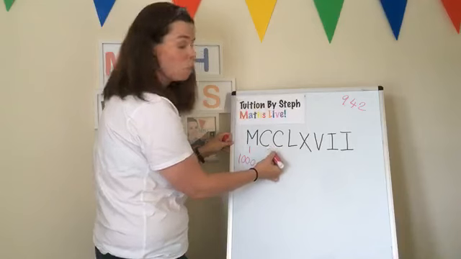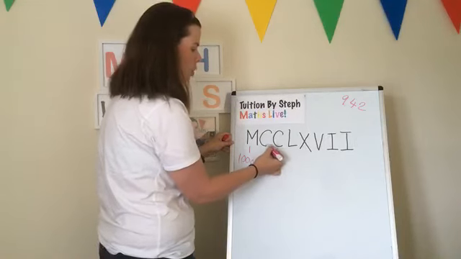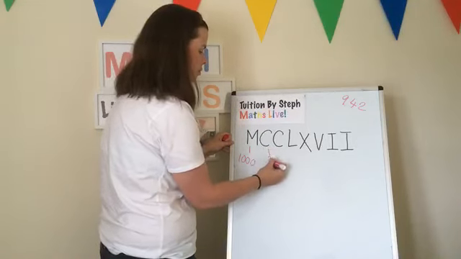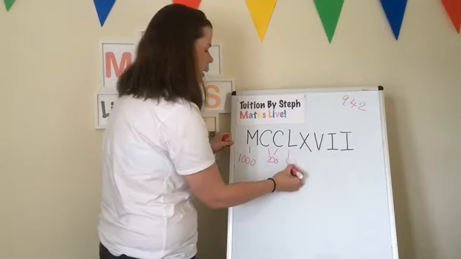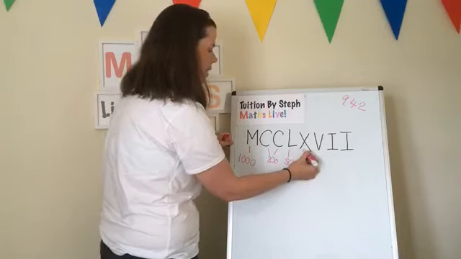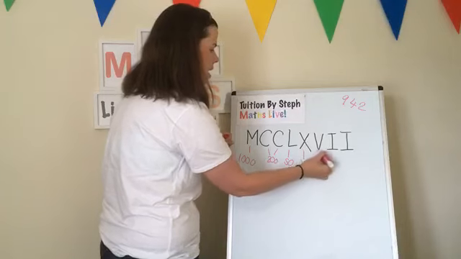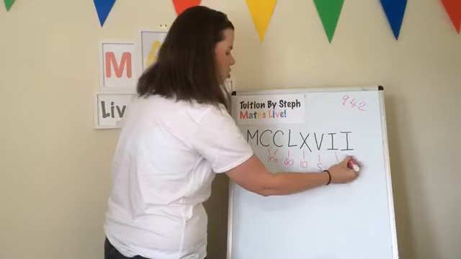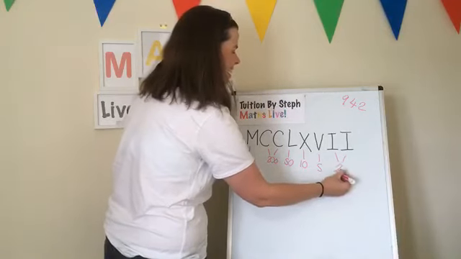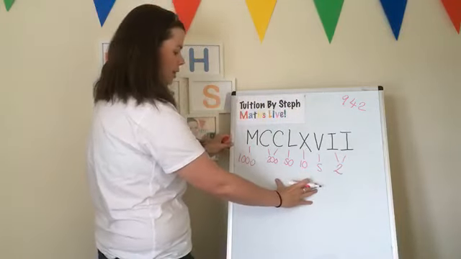C is 100. How many C's have we got? 100, 200. Okay. L is 50. X is 10. V is 5. And then we've got I, so that's 2. I. And then what we can do is just blend it all together.